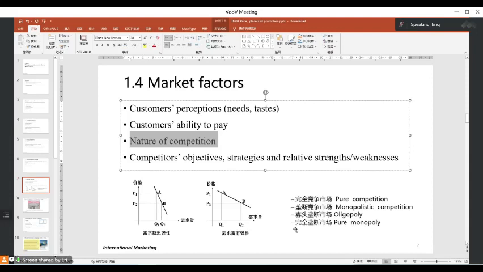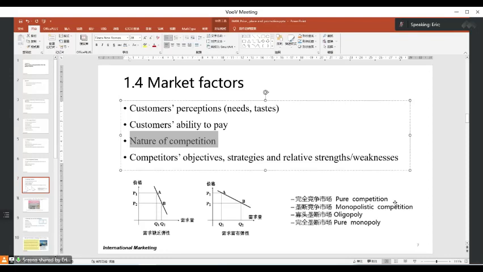If you are a monopoly, it is easy for you to set the price because you can control the price. You are the only producer. But if you are in a competitive market or a monopolistic market, it is difficult. You should care about the feedback of the competitors. Okay, it's not easy to set the price. If you are in a pure competition market, you can't change it. You just follow the market price. So these are the market factors.